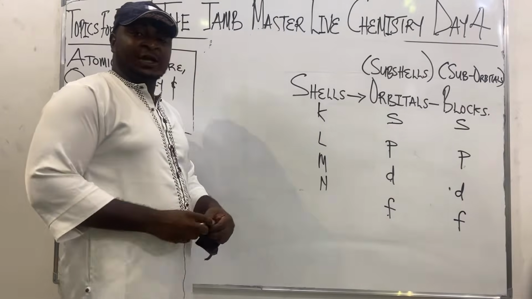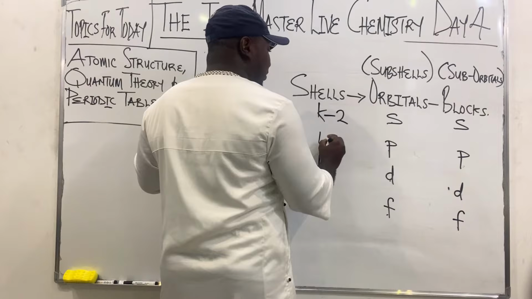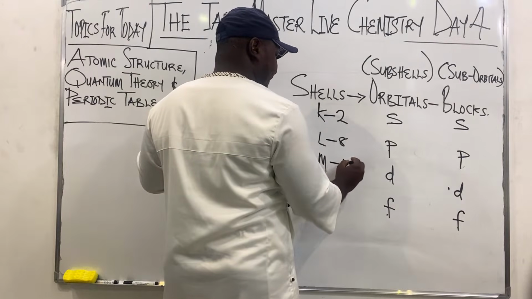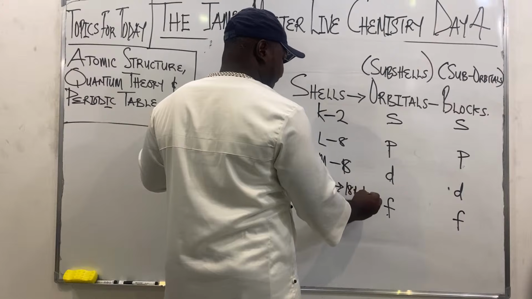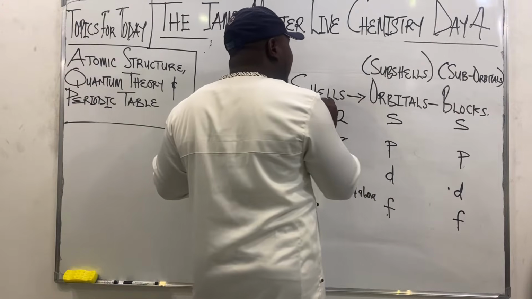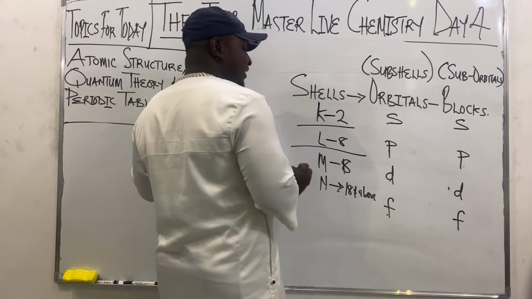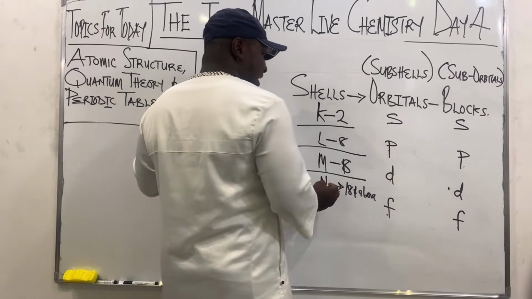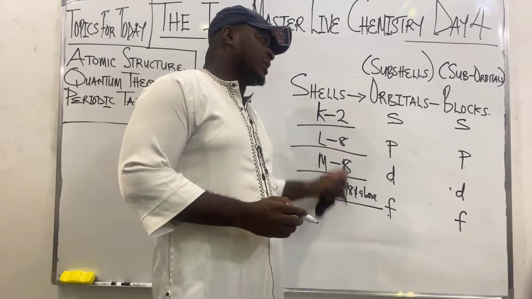Now class, you know what's funny? Just like the shells have the number of electrons they can store, the maximum number of electrons that the K shell can store is 2. The L shell maximum is 8. M shell maximum is 8. N shell is 18 and above. This is the maximum number of electrons that each shell can store.